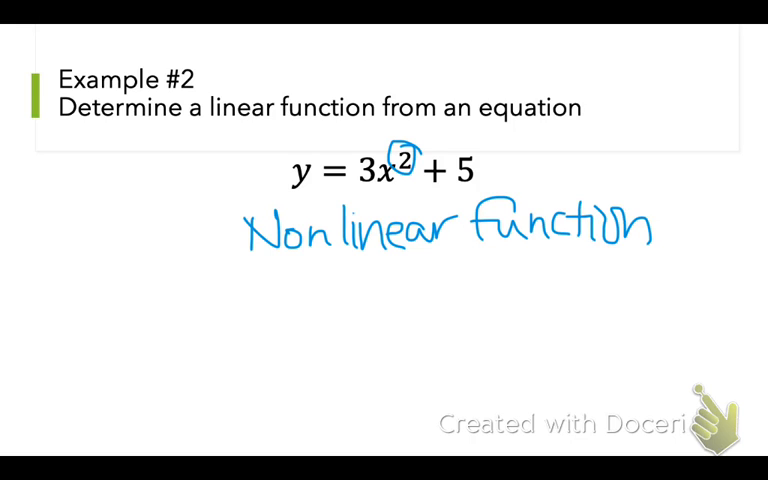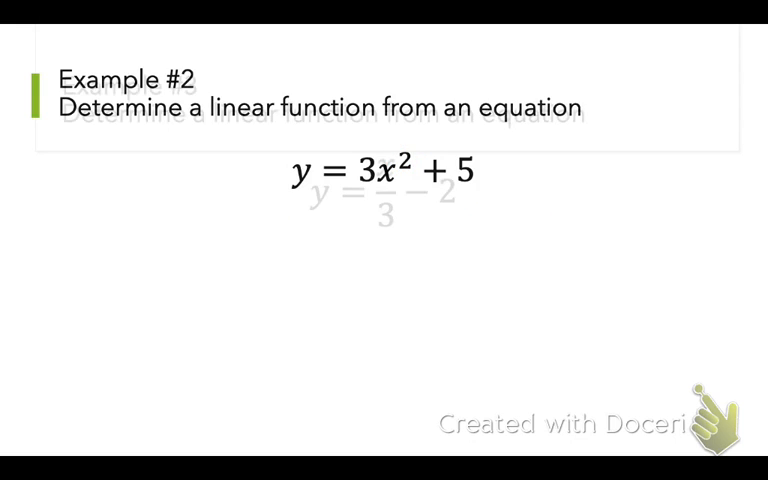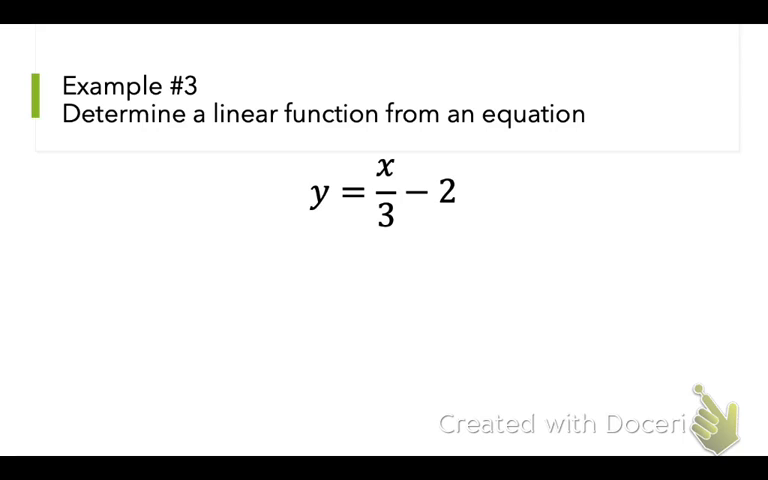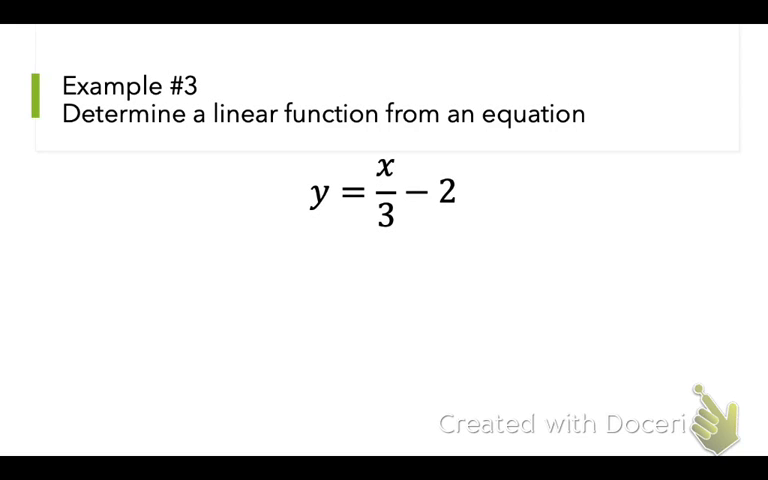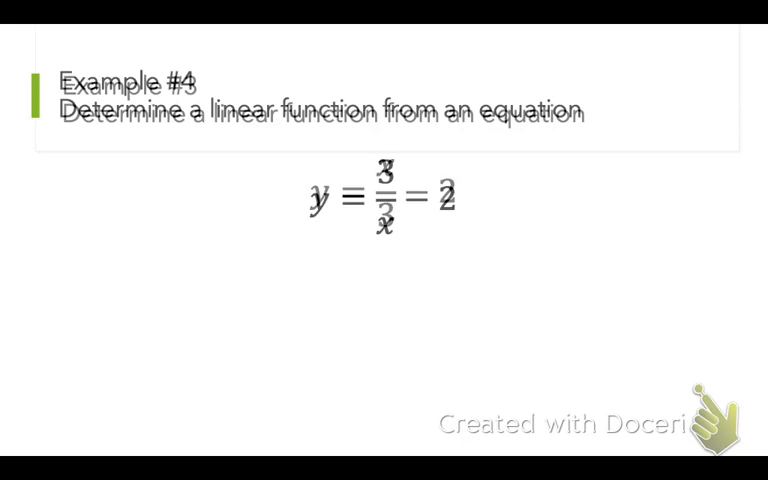Let's try 2 more examples. In example 3, I have y equals x over 3 minus 2. In example 4, I have y equals 3 over x minus 2. The big difference between those two equations is where the variable is, our x variable is. In example 3, it's in the numerator. In example 4, it's in the denominator.